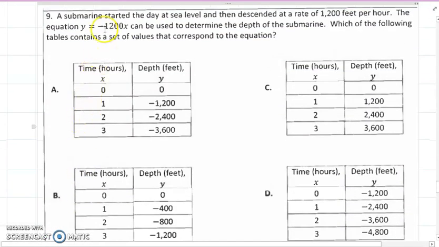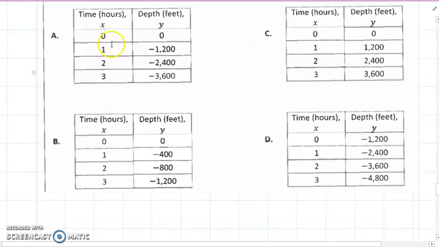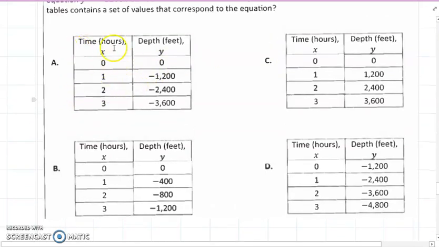Number 9. A submarine started the day at sea level and then descended at a rate of 1,200 feet per hour. The equation y equals negative 1200x can be used to determine the depth of the submarine. Which of the following tables contains a set of values that corresponds to the equation? A has a set of numbers for the table: time in hours, x, depth in feet, y. B, same thing, just with different numbers for x and y.